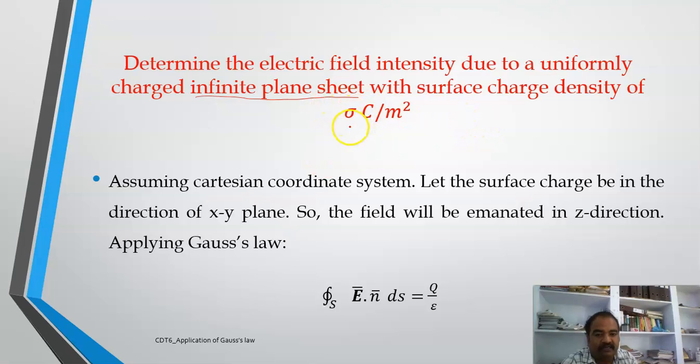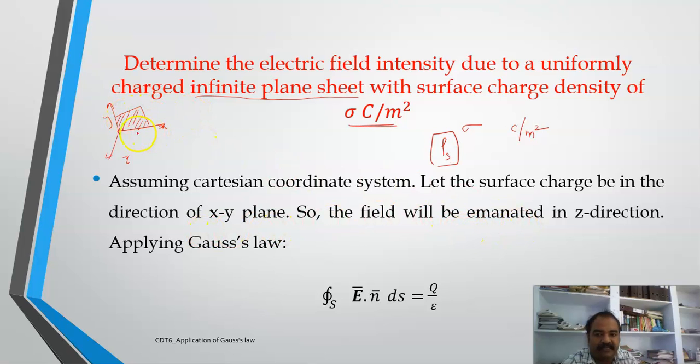Since it is a two-dimensional one, it will be charge density, surface charge density, coulomb per meter square, or sometimes it will be written as rho s, surface charge density. So again I am considering the Cartesian coordinate system. Let the surface charge be in the xy plane, with axes x, y, z. So the field will be emanated in the z direction.